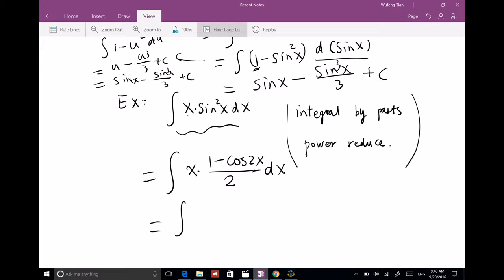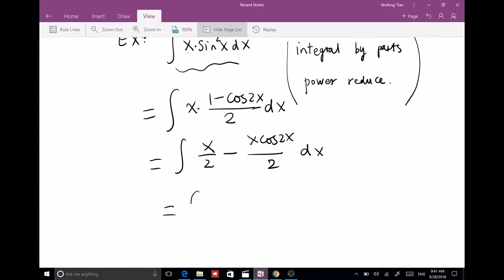Then you can distribute the x. Okay, distribute the x, so it's x over 2, then minus x cosine 2x over 2. Very perfect. Good, great. So can we continue? And then you can just integrate x over 2 on its own. Okay.